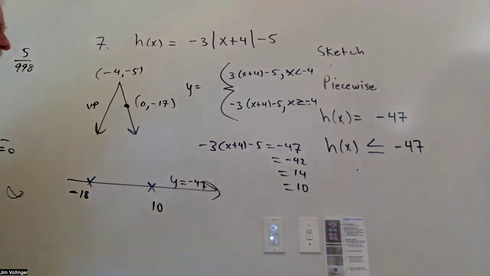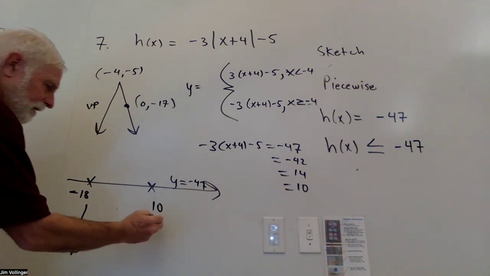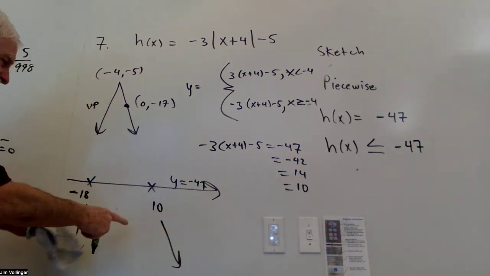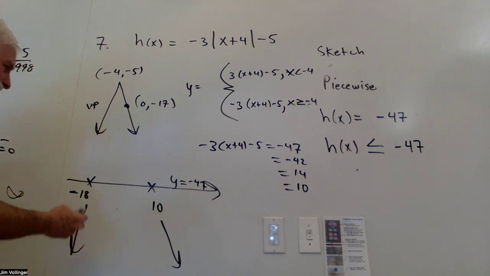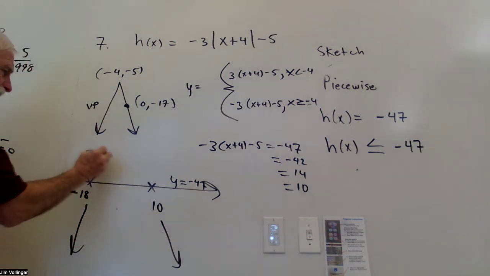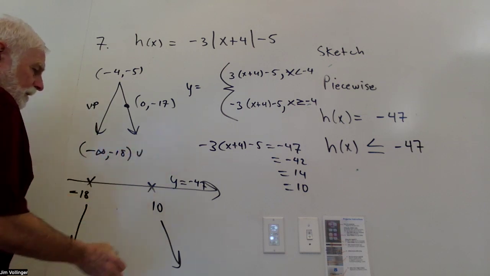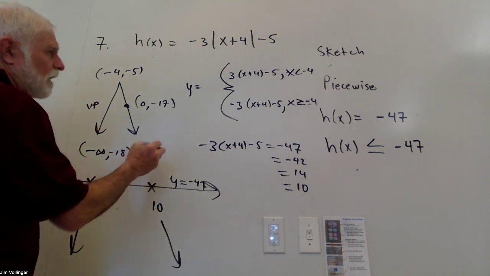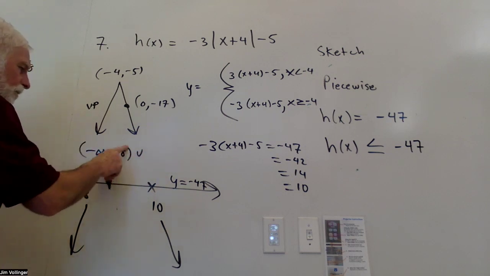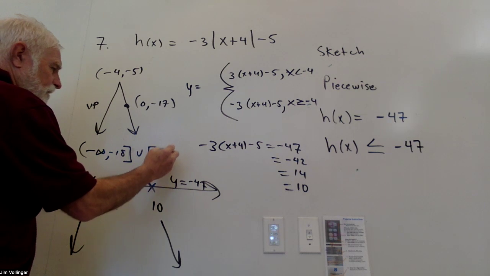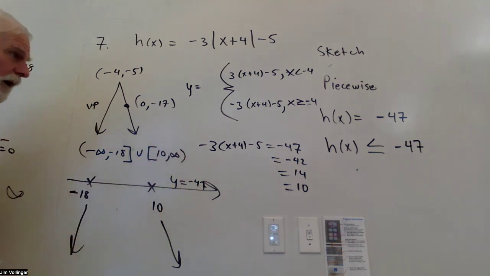And so when am I less than? I wanted less than 47. That's here and here. Right? That's those x values. So I think we can see from here I don't have to do anything else. I can just say -infinity to -18, union 10. Did I say equals? Yes, so I got to do a bracket here. Bracket 10 to infinity. All right, good enough.